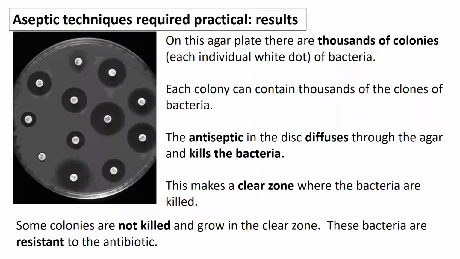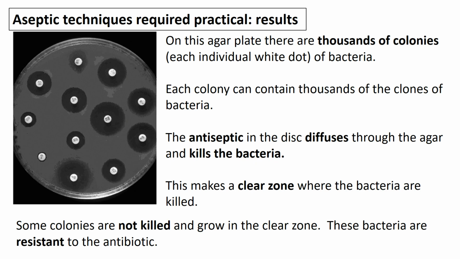When you get your agar plates out after 24 hours, you would have thousands of colonies, and that's what makes it look like a lawn. The white stuff there is just individual colonies. Each of these colonies contains the clones of one type of bacteria.